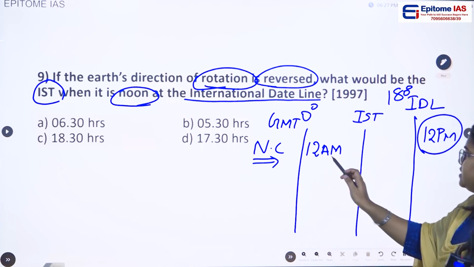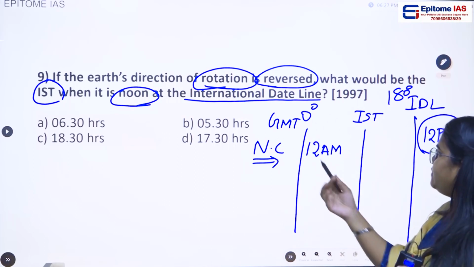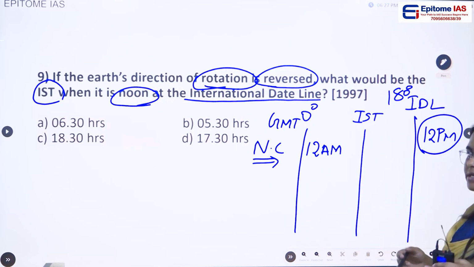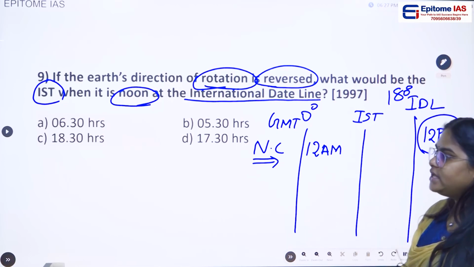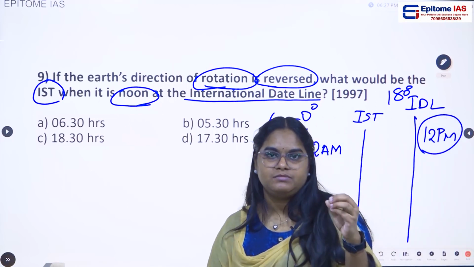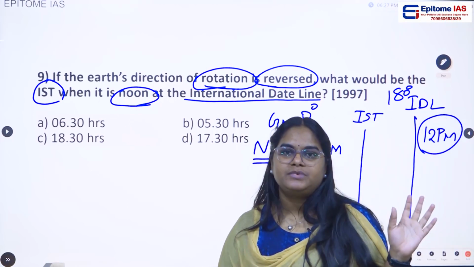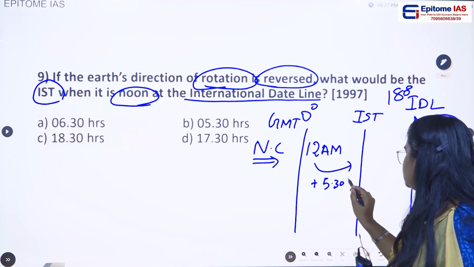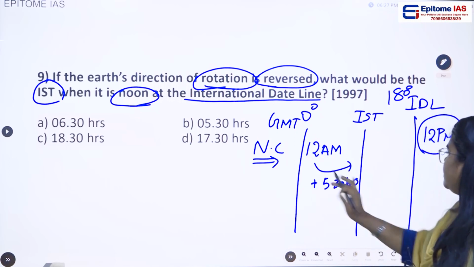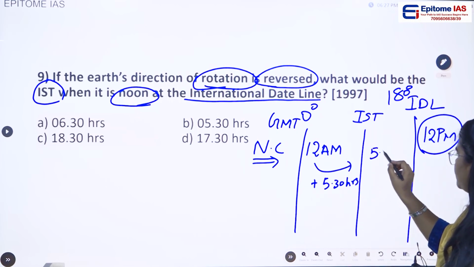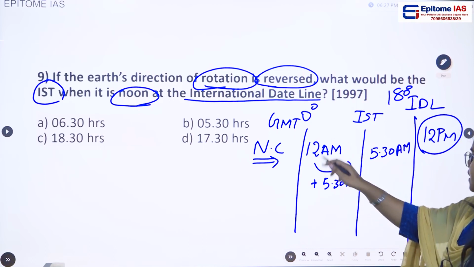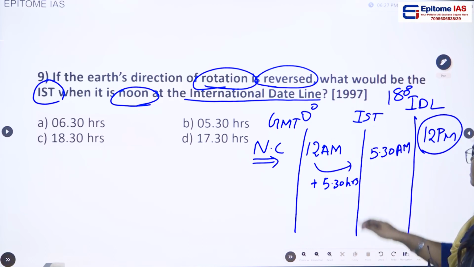So in the normal condition, when it is 12 a.m. in the GMT, what is going to be the time in Indian Standard Time? We know that we are 5 hours 30 minutes ahead of the GMT. So we will be technically adding 5 hours 30 minutes to this time. So our time would be 5:30 a.m. So this would be the time in the Indian Standard Time. So this is a normal case.